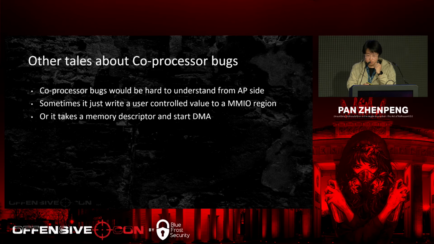And yeah, coprocessor bugs will be hard to understand from the AP side, because sometimes when I find a panic and try to understand it from the AP side, it just writes a user-controlled value to a memory mapped IO region, and it crashed. It writes to a normal region that seems harmless at the AP side, but it will trigger other things on the coprocessor side. Or it takes a memory descriptor, like it allocates IO slave memory and starts DMA.